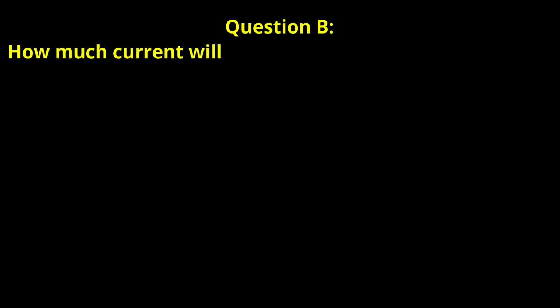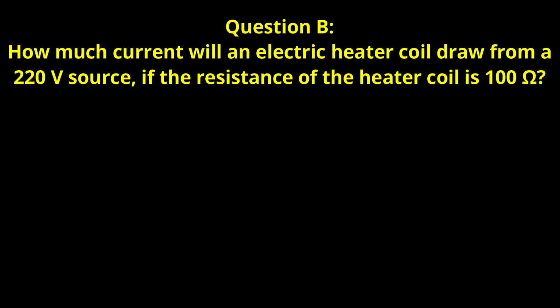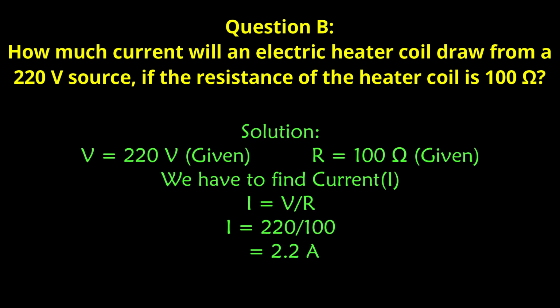0.18 ampere. Next question, how much current will an electric heater coil draw from a 220 volt source if the resistance of the heater coil is 100 ohm? Now in this again you get the value V equal to 220 volt and R is 100 ohm. Now again if you substitute this in the same equation, I equal to V divided by R, we get I, and that is 2.2 ampere.